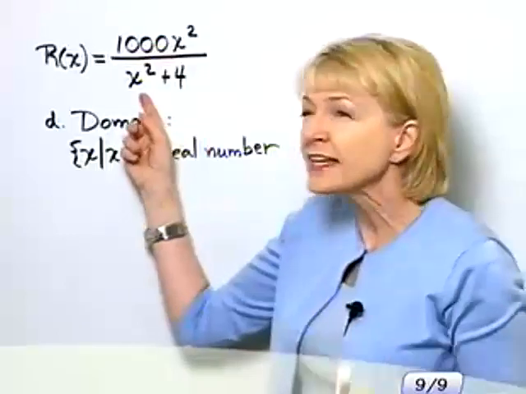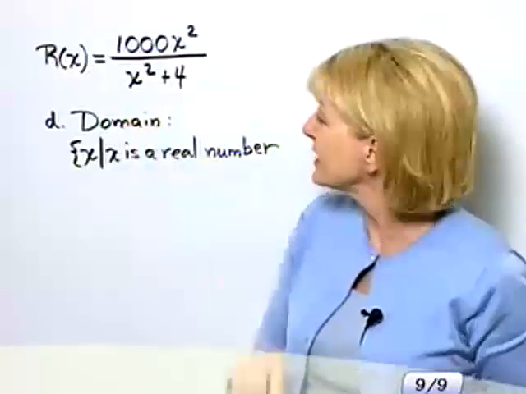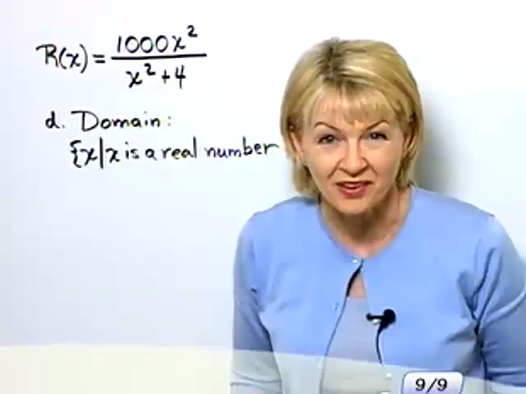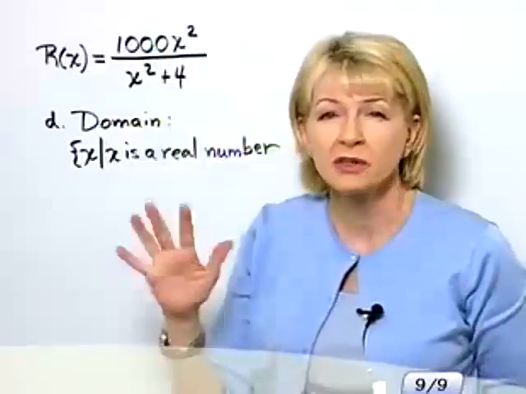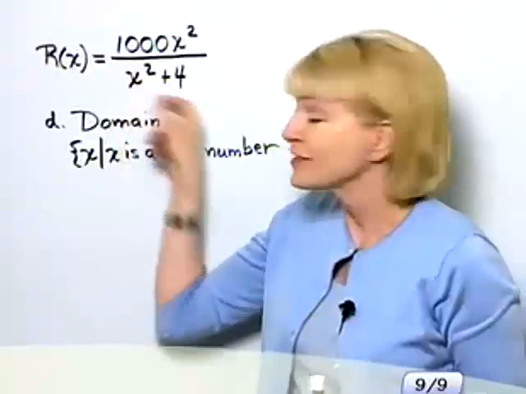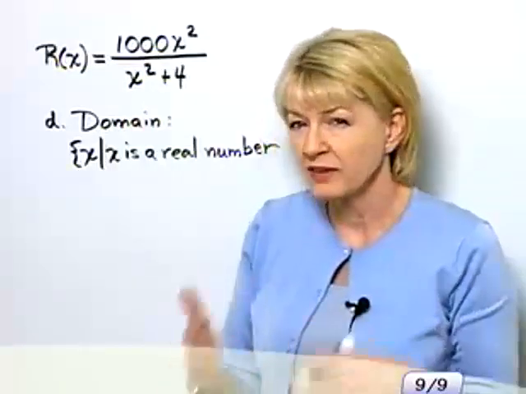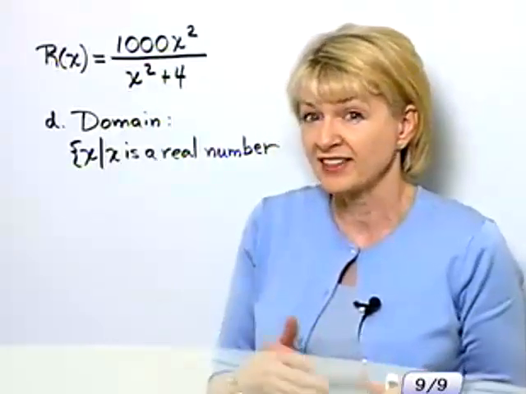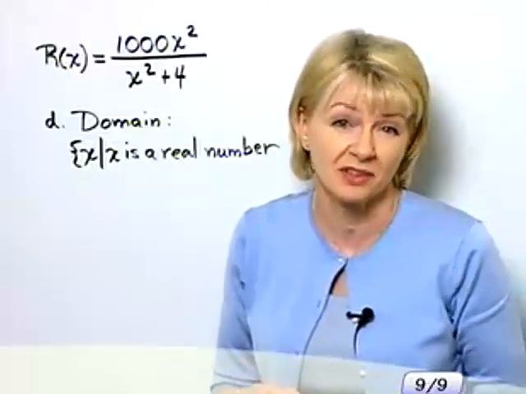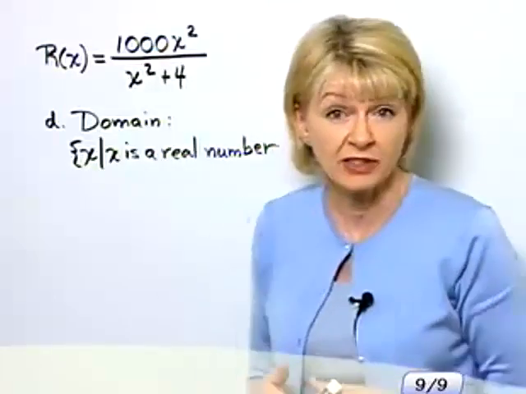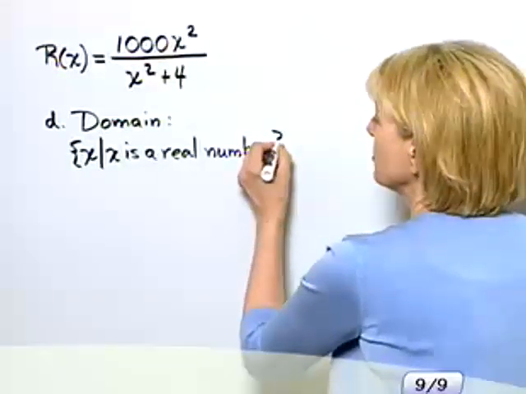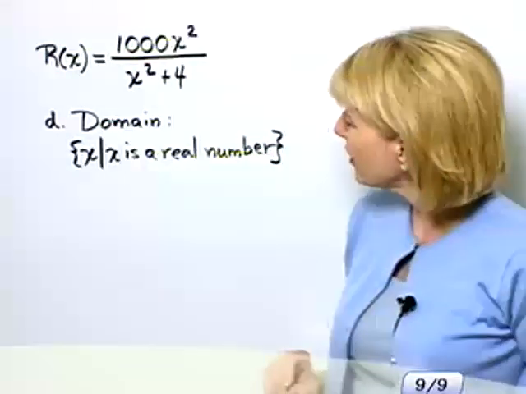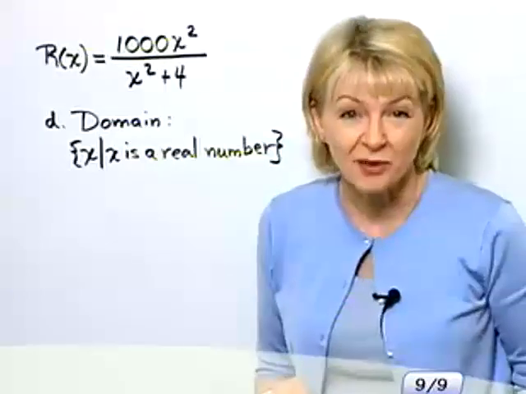Now, are there any real numbers that will make this denominator 0? The answer is no. If you set this equal to 0, you'll end up with something that doesn't factor, or we haven't talked about complex numbers, but you would actually end up with complex number solutions. And right now we're just in real numbers. There's no real number that makes the denominator 0, so the domain is the set of all x such that x is a real number.